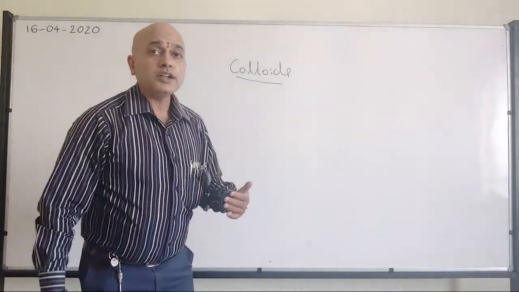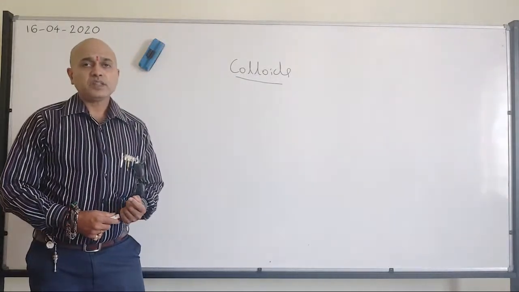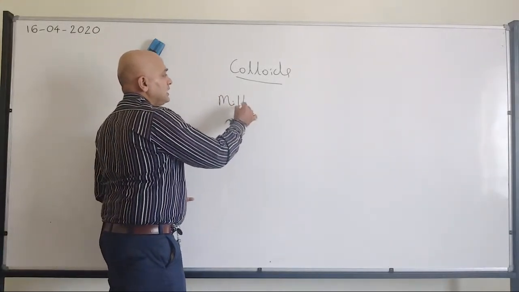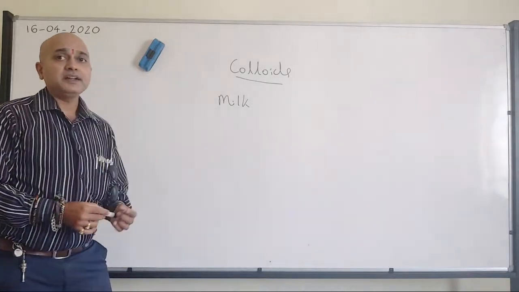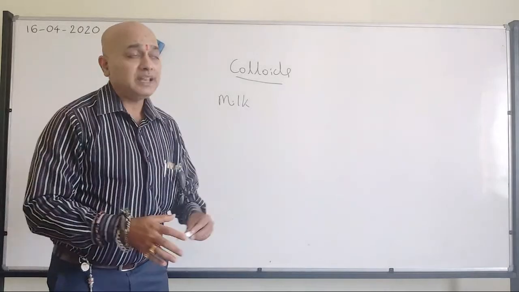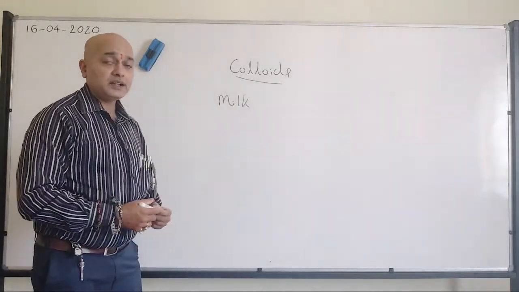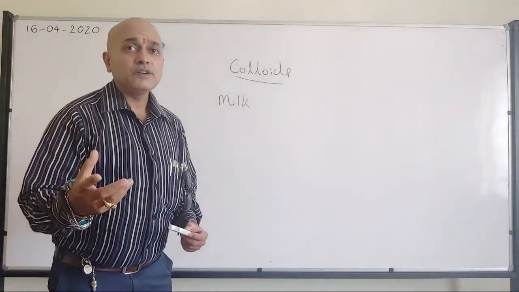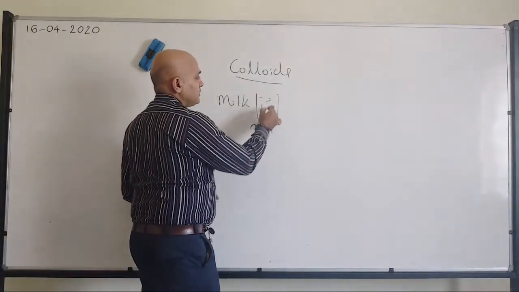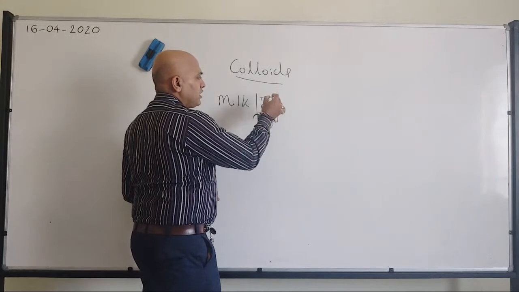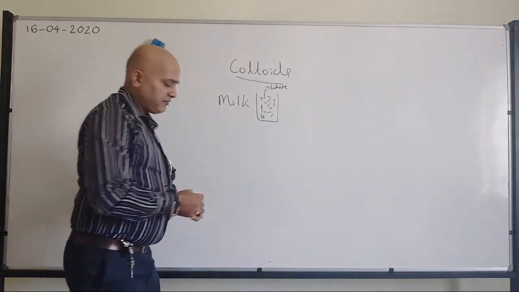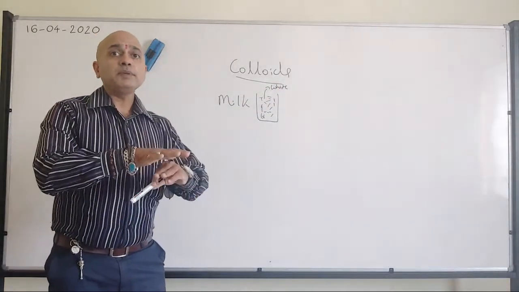Now, when I am talking about the colloids, for example, I have milk. A day-to-day life example only I will take. I have milk, not spoiled one. A good milk is a fresh milk, which I have kept in a glass for 1 hour. And all of us know it will have a white color. It will not be crystal clear.